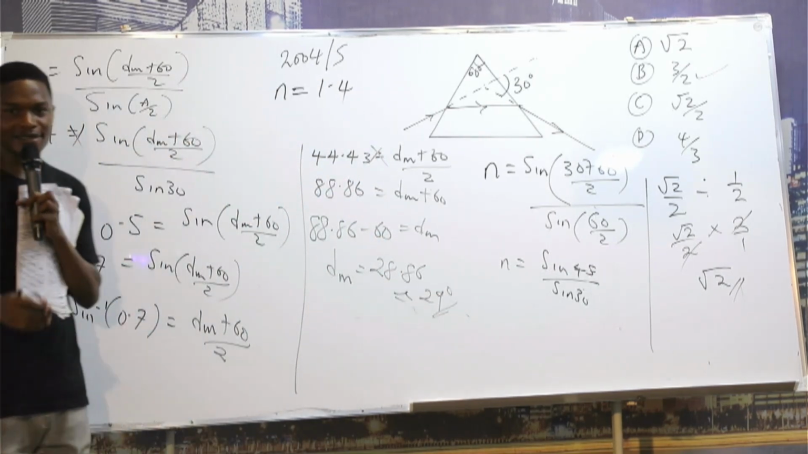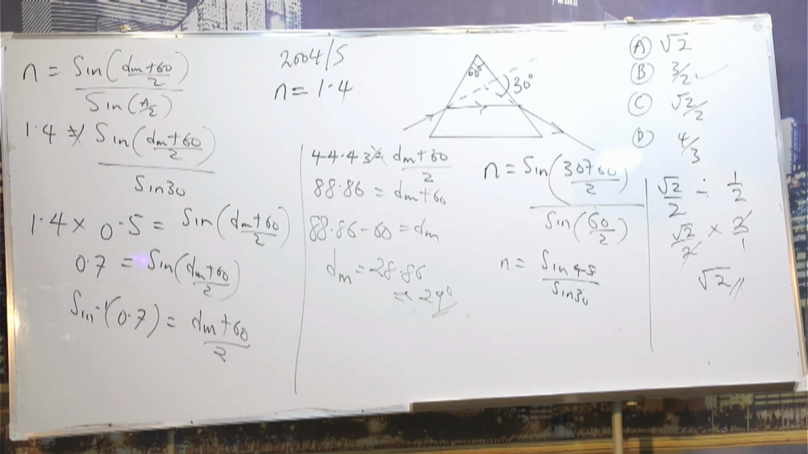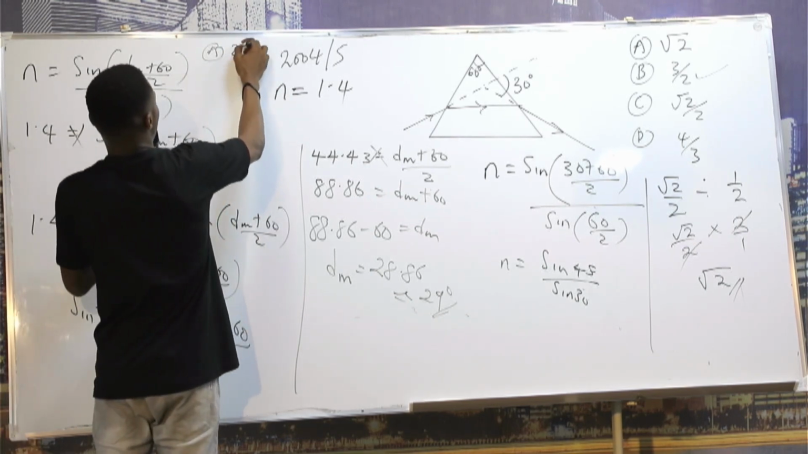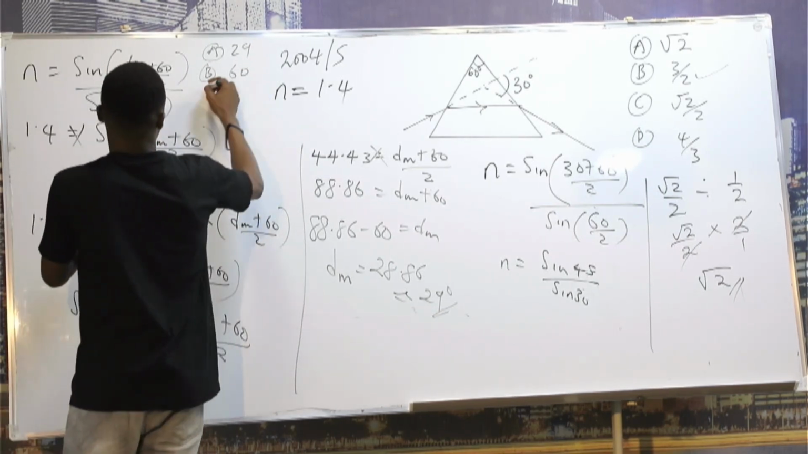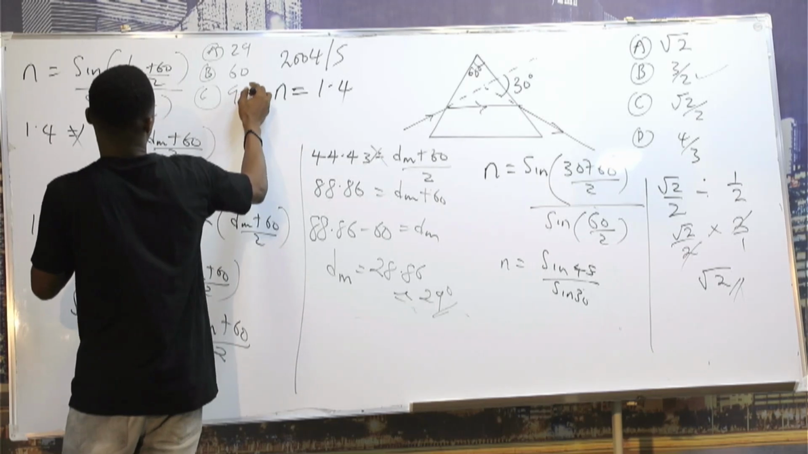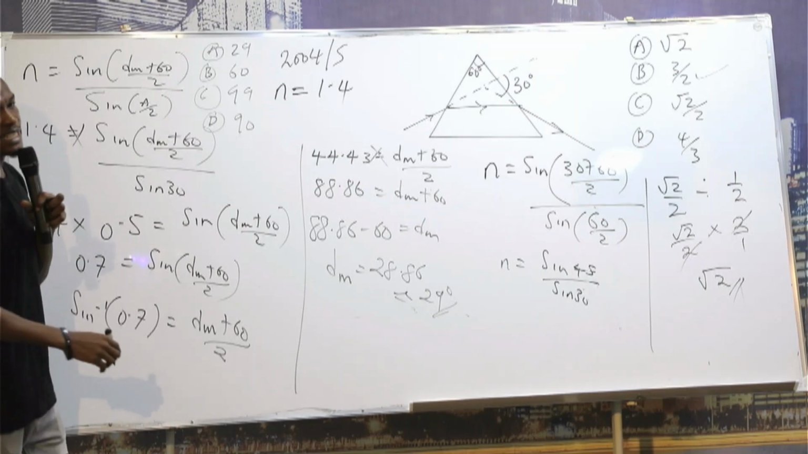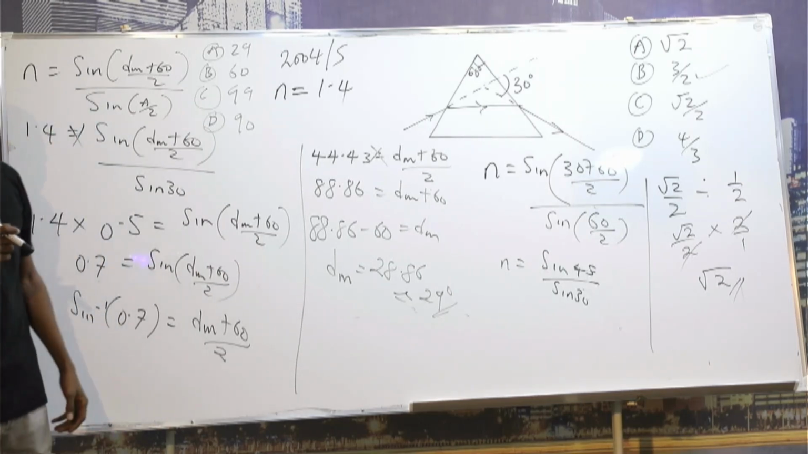Did anybody get it? Yes. Okay, listen up now. You know that in JAMB, look at the options. Option A said 29. Option B said 60. Option C said 99. And option D is 90. Now these are the options. In JAMB, they give you the question, they don't care if there's a scientific calculator or not. Obviously, they know that there's no scientific calculator, but they don't care. So how can you get the answer?